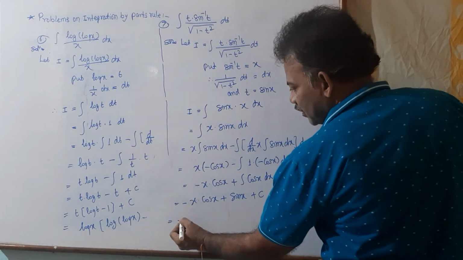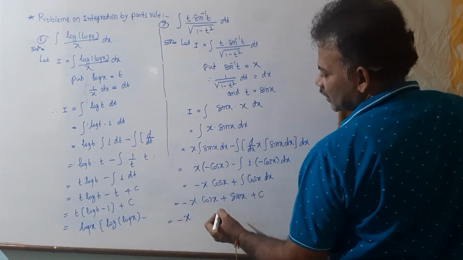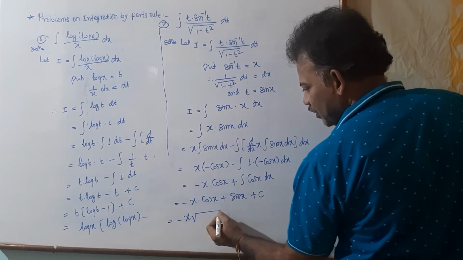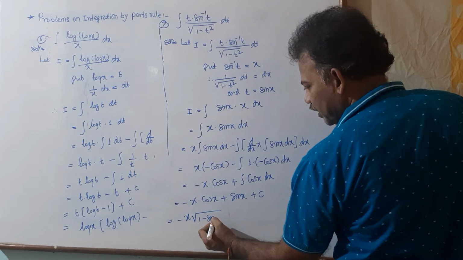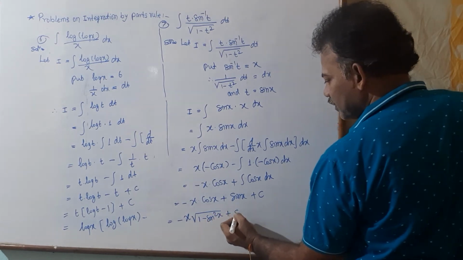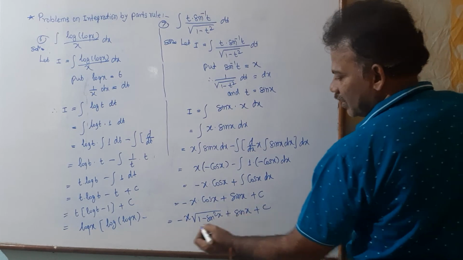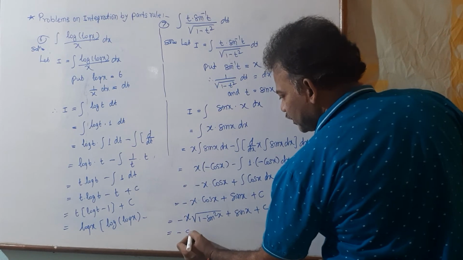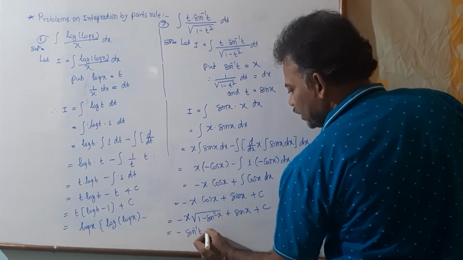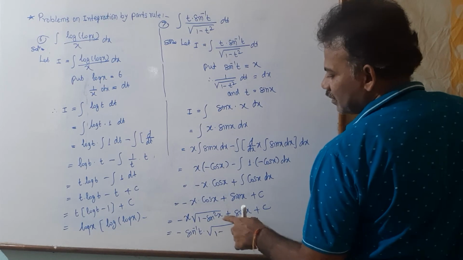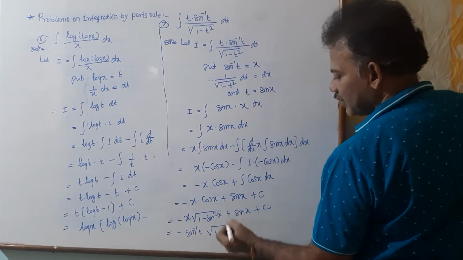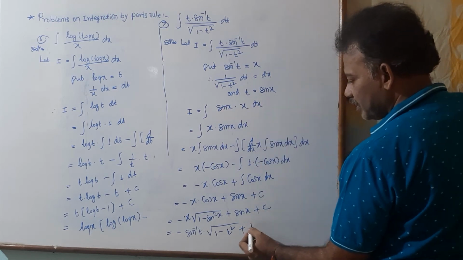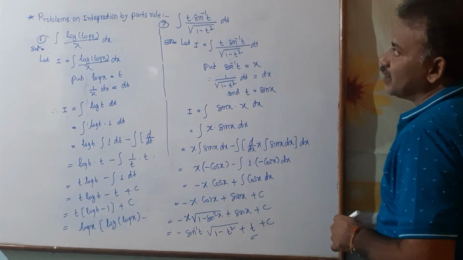So for that, in minus x cos x, we know the value of sin x, that is t. So write cos x in terms of sin x. Cos x can be written as root of 1 minus sin square x, plus sin x plus c, and now replace x. Note that here x means sin inverse t, into root of 1 minus sin square x, whose value is root of 1 minus t square, plus sin x, which means t, plus c, and thus the solution is completed.